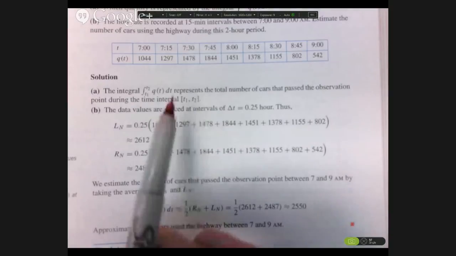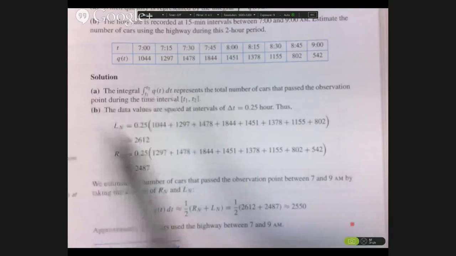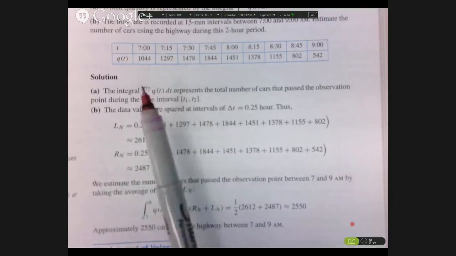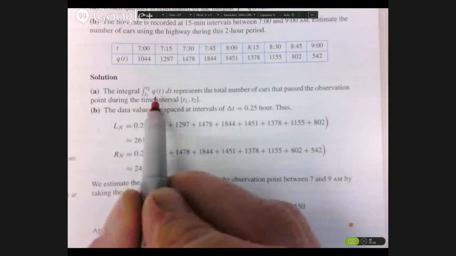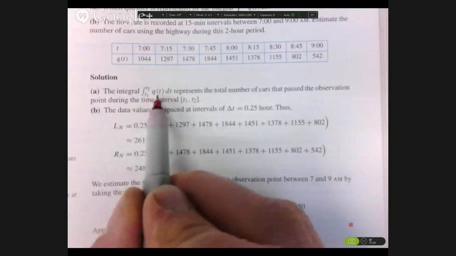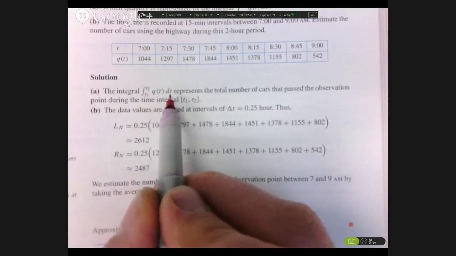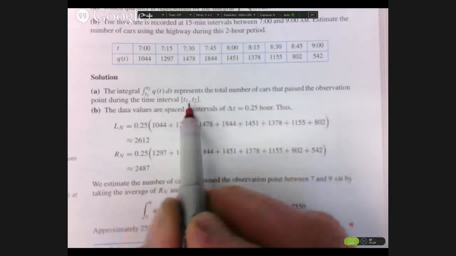Does that explain enough of it? Where are you stuck? So on Part A, yeah, this Q of T is the rate at which cars are passing. If you take the integral of rate, you get total number of cars. So this represents the total cars that passed over the time interval.